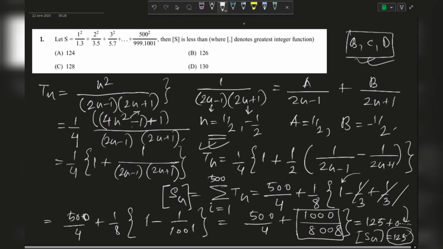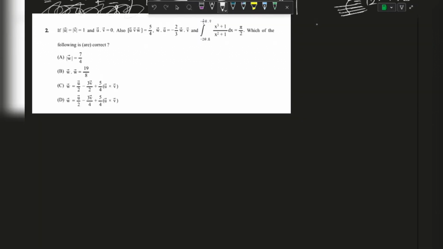So this was a pretty nice and simple question. We will proceed to the next question now. So here is the next question. So basically we have some mix of, I guess, vectors and integration. So first we will write out the data.